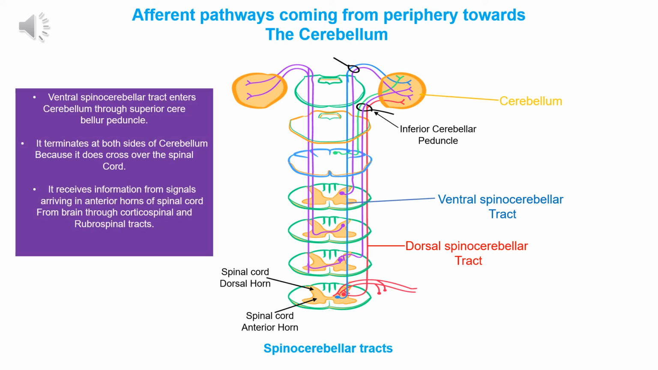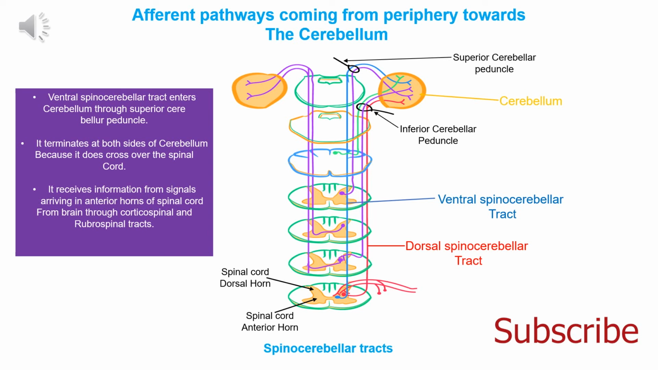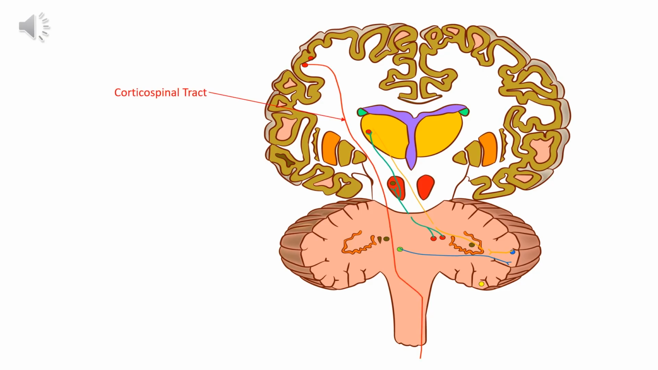It enters cerebellum through superior cerebellar peduncle and terminates at both sides of the cerebellum because it does cross over, and signal reception in this tract is less from peripheral receptors but through motor signals arriving in anterior horns of the spinal cord from brain through corticospinal and rubrospinal tracts.